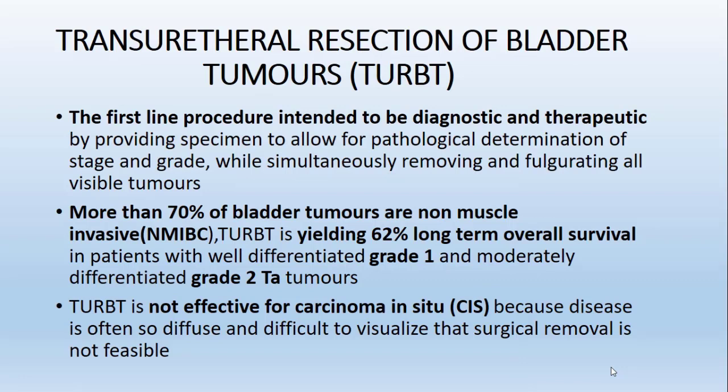So, transurethral resection of the bladder tumor is the first line procedure, intended to be diagnostic and therapeutic by providing a specimen to allow the pathological determination of the stage and grade, while simultaneously you can remove and fulgurate all visible tumor. More than 70% of the bladder tumors are non-muscle invasive. TURBT is yielding 62% long-term survival in a patient with well-differentiated grade 1 and moderately differentiated grade 2 Ta tumors. TURBT is not effective for carcinoma in situ because this is often so diffuse and difficult to visualize that surgical removal is not feasible.